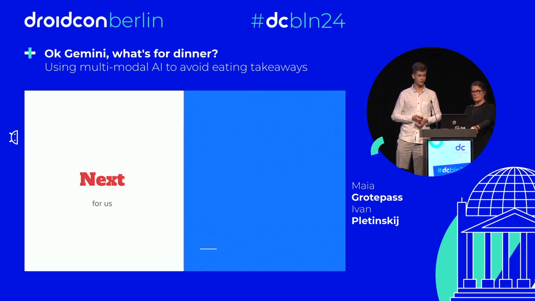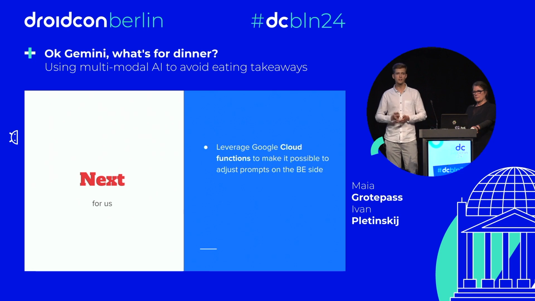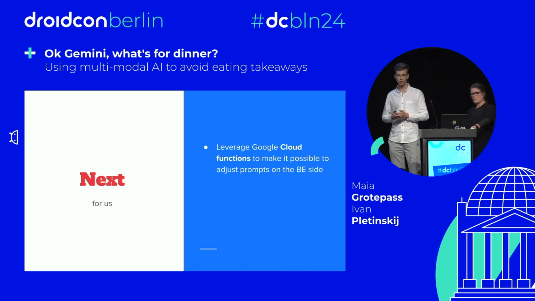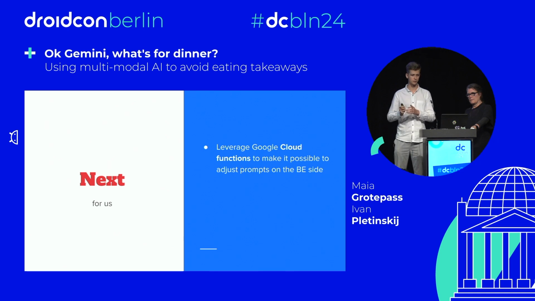And what is next for us? The solution that we showed you has a few limitations. First of all, to update the prompt, we have to make a release to Google Play if our app was released. The better approach is to leverage a Google Cloud function or some kind of service to be a middleman between the application and Vertex AI, to make it possible to adjust prompts on the backend side, to filter out bad input, and to be cost efficient.